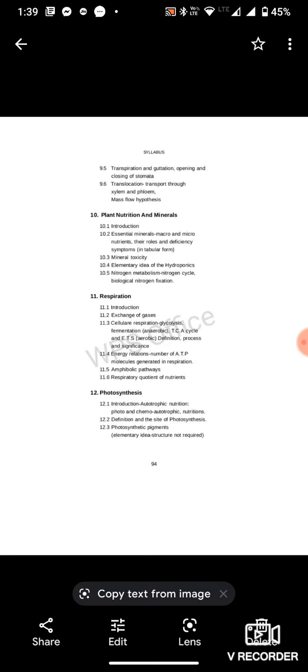Introduction is there, essential minerals, macro and micronutrients, mineral toxicity, elementary idea of hydroponics, nitrogen metabolism and nitrogen cycle. It is important, this nitrogen cycle. Respiration, second chapter, exchange of gases, cellular respiration, energy relation, amphibolic pathway. Amphibolic pathway is important, respiratory quotient of nutrients.